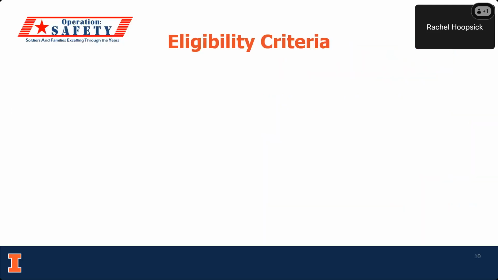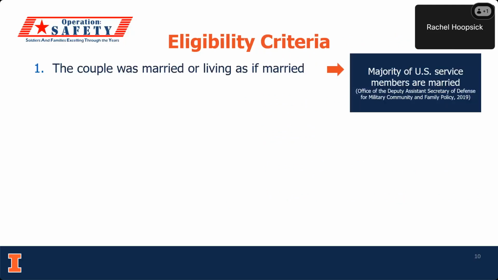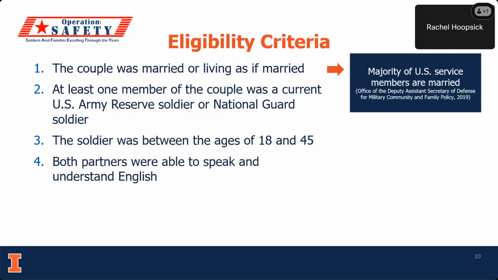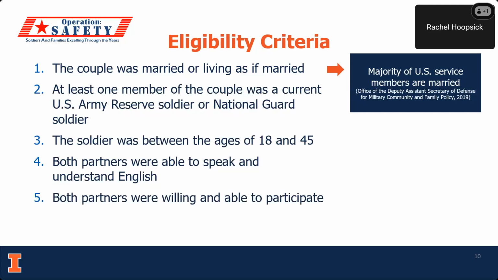So in order to be eligible for inclusion in Operation Safety, the couple needed to be married or living as if married at baseline. And the reason, of course, for this inclusion criteria was that this was a study of military couples, but I want to point out that the majority of U.S. service members are married. These folks needed to have at least one member of the couple be a current U.S. Army Reserve soldier or National Guard soldier at baseline. The soldier needed to be between the ages of 18 and 45 at baseline. Both partners needed to be able to speak and understand English and be willing and able to participate.